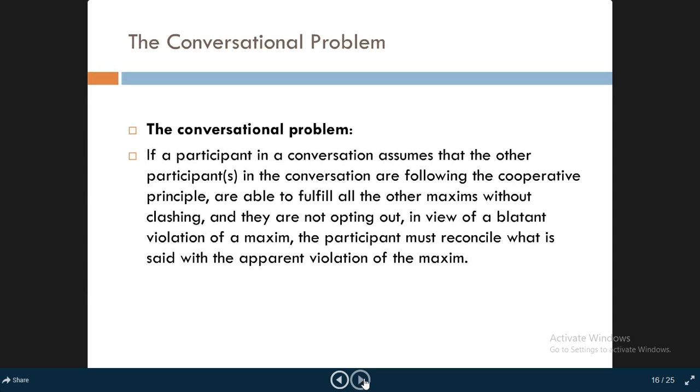The conversational problem. If a participant in conversation assumes that the other participants are following the cooperative principle, are able to fulfill all the other maxims without clashing, and are not opting out, then in view of the blatant violation of a maxim, the participant must reconcile what is said with the apparent violation of the maxim.